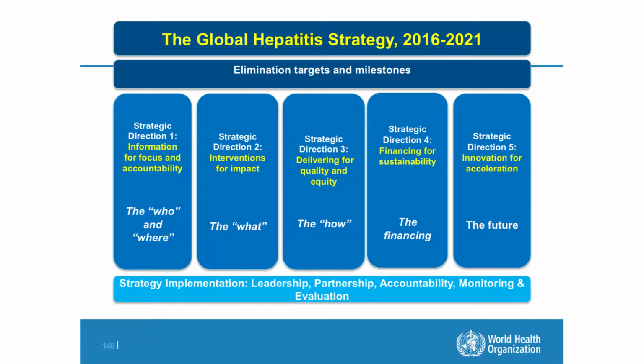Strategic direction 1: we talked a lot about the need for better information, for better data, for strategic information. So this is the first strategic direction, because it will inform the program on who to treat, where to focus on, geographically, population-wise, etc. The second strategic direction is what are the interventions that countries need to take forward. I think this is a fairly straightforward part. We've had a lot of discussion about it already today. It's the what, obviously prevention, testing, treatment, care, etc.